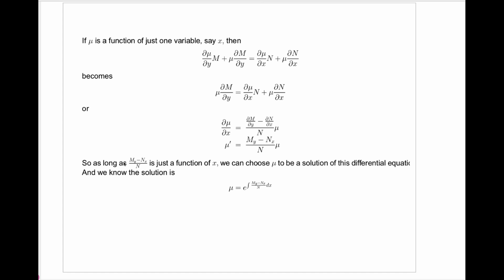So this is what I had just said. We need this function, M sub y minus N sub x over N, to be a function of x. Well, then how do we satisfy this differential equation? This is just of the form mu prime equals, say, p times mu. We already know the solution: mu equals e to the integral of p works. This is something we already looked at when we were finding integrating factors in the simpler case of linear differential equations. So we can just use that here as well.